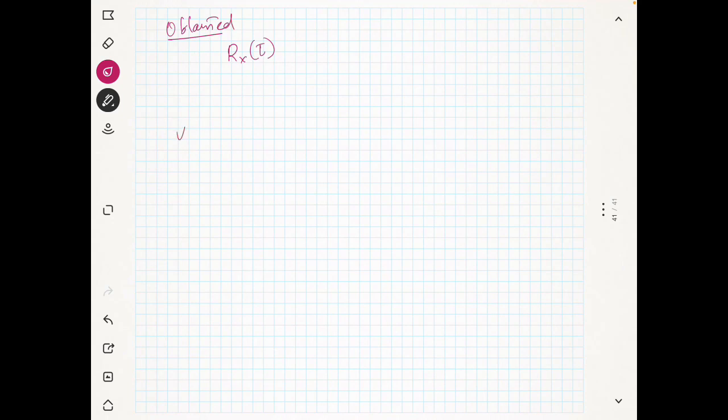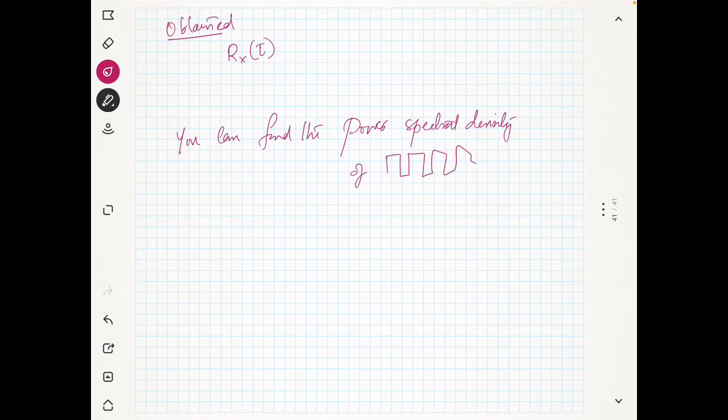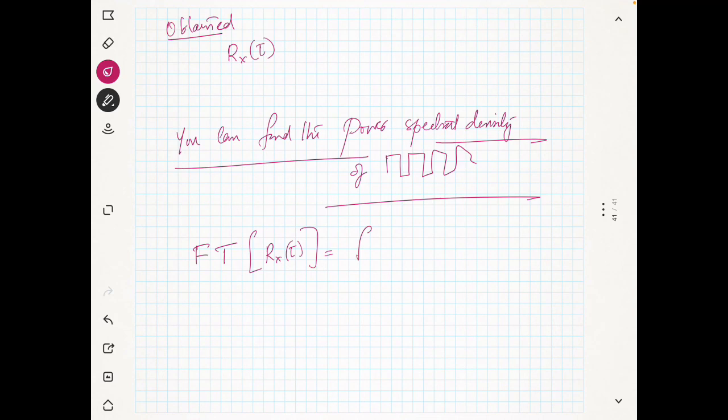Now you can find the power spectral density of this signal. That means the spectral density of this pulse. How to find the power spectral density? If you take the Fourier transform of Rx of tau, then you will get Sx of f, and this is nothing but the power spectral density we have already seen in the last lecture, PSD.